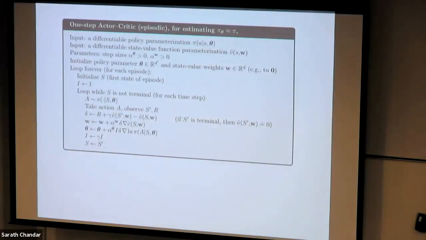Is that clear? So here is a simple actor-critic algorithm. Here you have a one-step actor-critic. You can extend this for n-step actor-critic if you want. As usual, you have a differentiable policy, and a differentiable function approximation for the state value, and two separate learning rates. Now you start.